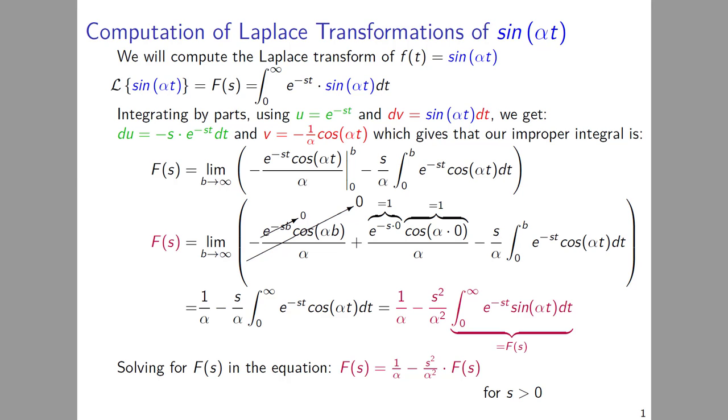Solving this algebraic equation for F of s gives us that F of s is alpha over s squared plus alpha squared. So we can conclude that the Laplace transform of sine of alpha t is alpha over s squared plus alpha squared for values of s bigger than 0.